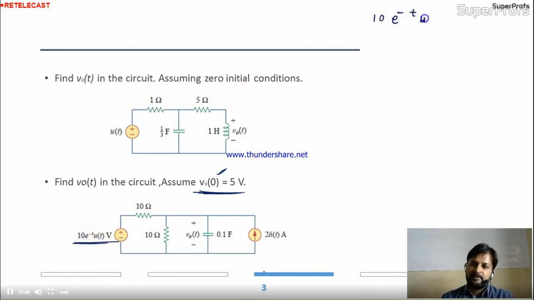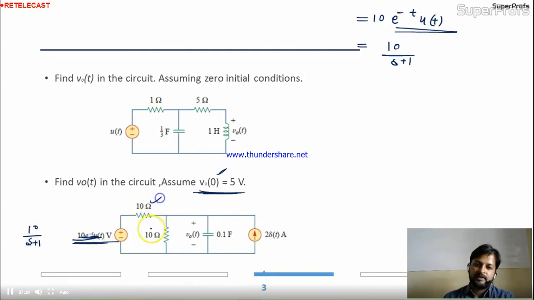10 e to the power minus t u(t) is given. So we have to convert it into the Laplace S domain. So this will be s plus 1, if you remember this property. In mathematics you have done this, okay? So instead of this you will now write 10 divided by s plus 1. 10 will be as it is. This will become 1 by s, meaning 10 by s. Okay, what about this? The Laplace transform of delta t is 1.